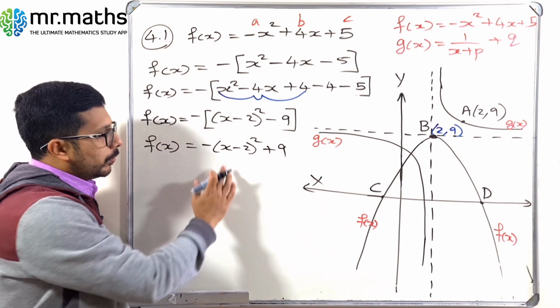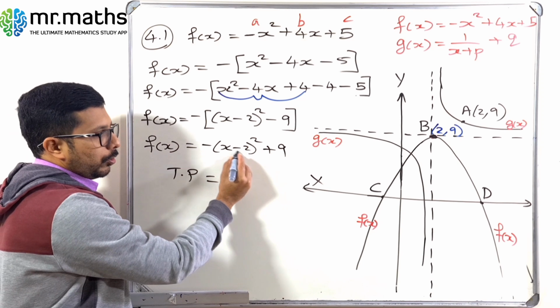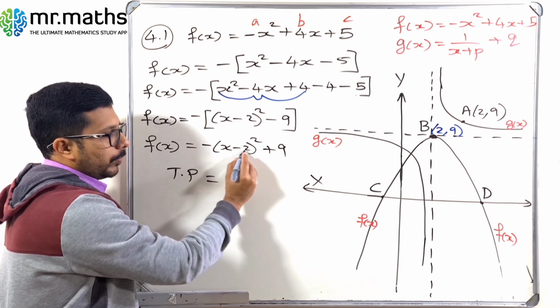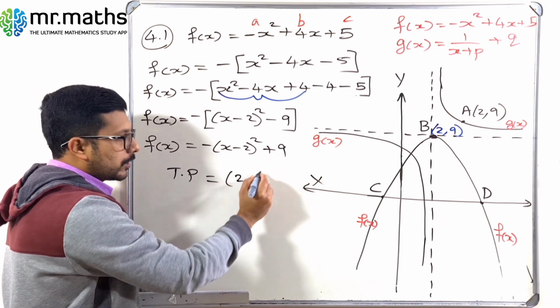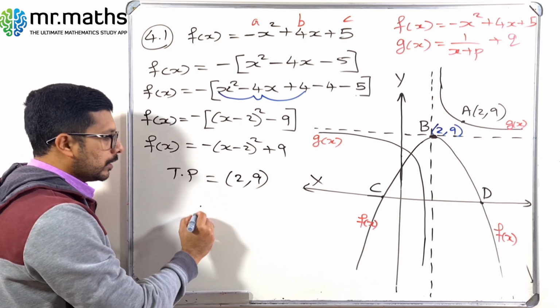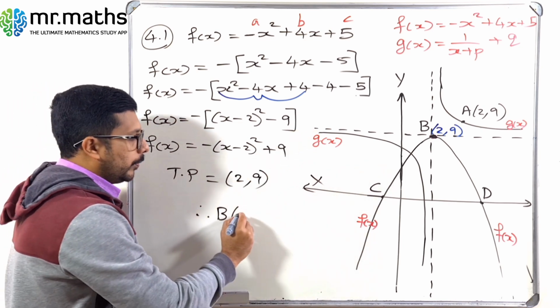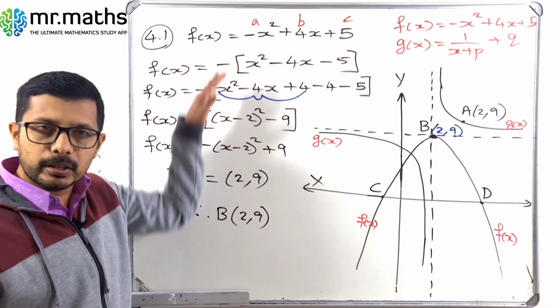So when you get an equation like this, what is the turning point? The opposite sign of this minus 2. Do you remember that one? What is the opposite sign of minus 2? Positive 2. This number as it is, 9. So the turning point is (2, 9). That means the turning point we represent with the point B. B is (2, 9). So guys, I just showed you another method, that's all.